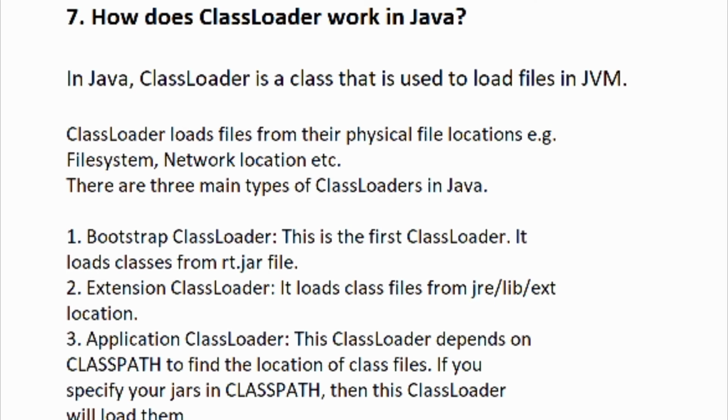1. Bootstrap class loader. This is the first class loader. It loads classes from rt.jar file. 2. Extension class loader. It loads class files from jre/lib/ext location. 3. Application class loader. This class loader depends on class path to find the location of class files. If you specify your jars in class path, then this class loader will load them.